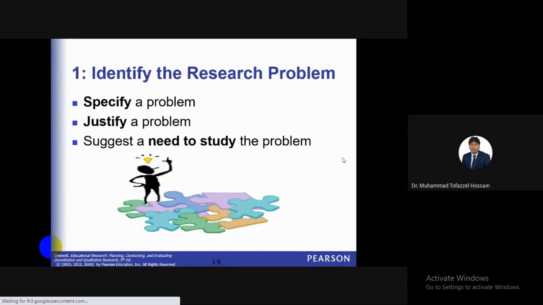If you cannot justify the problem as a problem, you cannot show the justification of doing the research. Means you cannot suggest a need to study the problem. Why should you study the problem? If the problem is very silly, you need not study it. If the problem is very crucial, then only you should study the problem. Is it clear? So then you have to establish the problem. Establishing the problem is also very difficult and undoubtedly very crucial. Got the idea? Yes, sir.